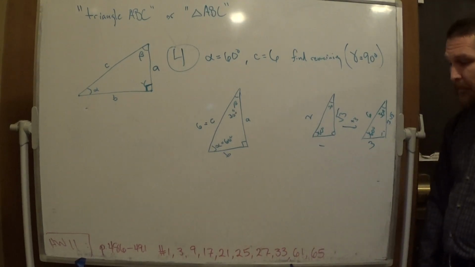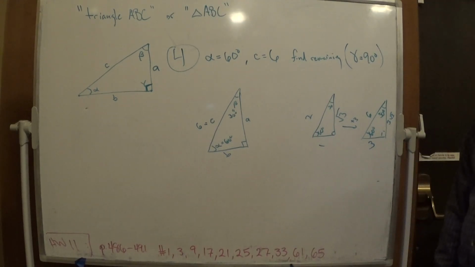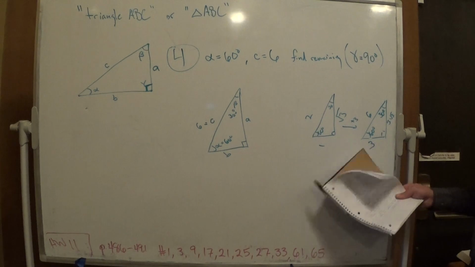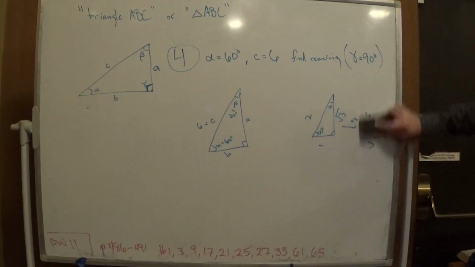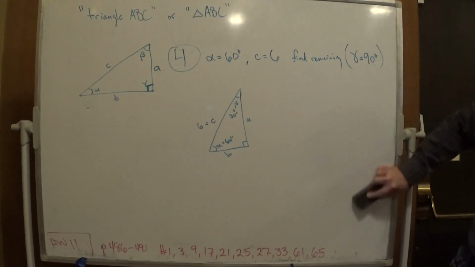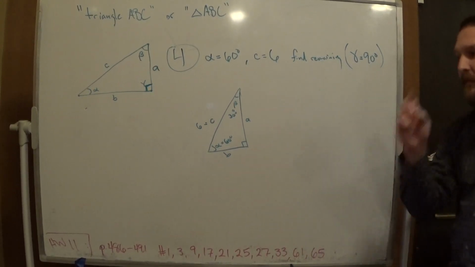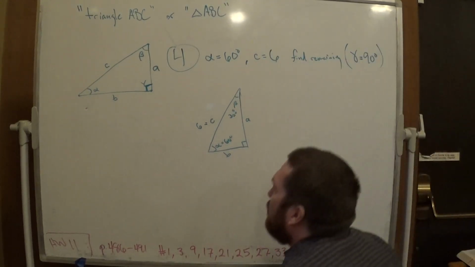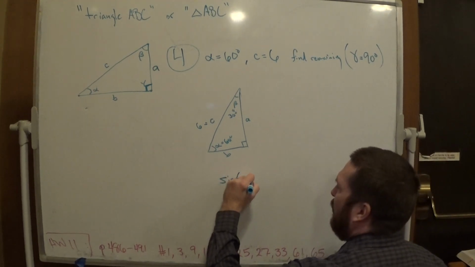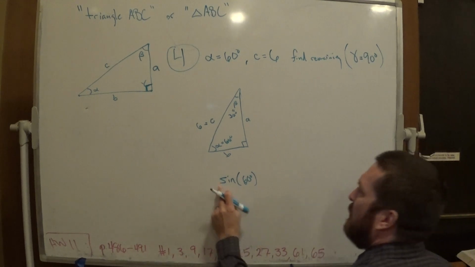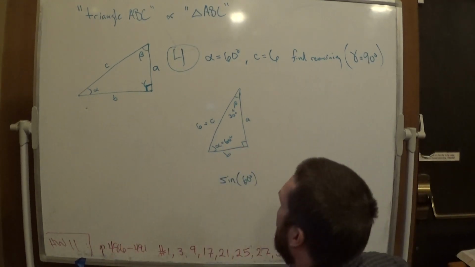That's great for problems 1 and 3. You could do that, but in problem 9, that will not be an option because they won't give you a triangle that you know. So I'm going to suggest that you don't do it this way for this homework set. Tell me something: sine of 60 degrees is what? A over C. Exactly. And that's how I'm going to deal with this stuff.